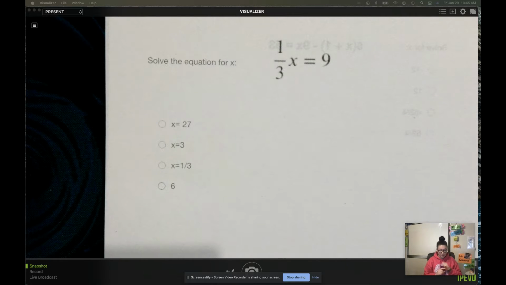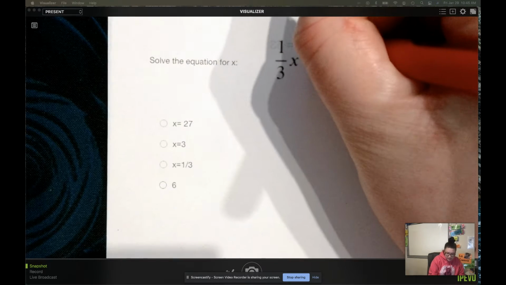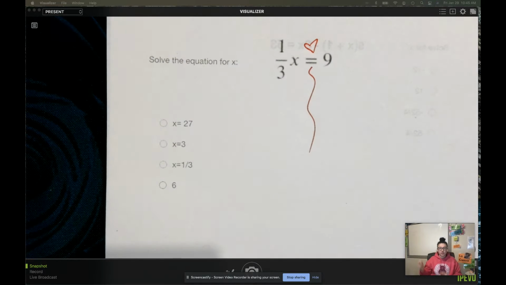So, to solve this problem, remember we've got to do the same thing to both sides. Draw your river of love, draw your train tracks, whatever is going to help you remember that I need to keep this equation balanced by doing the same thing to both sides. Otherwise, it's going to become unbalanced, and it's not an equation anymore.